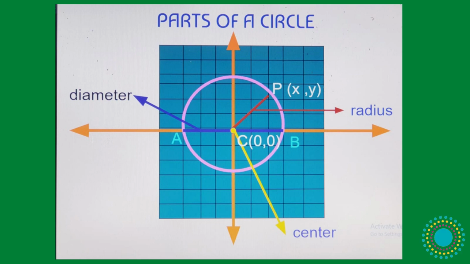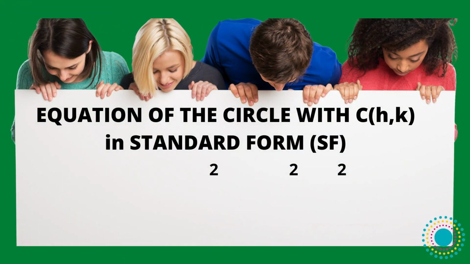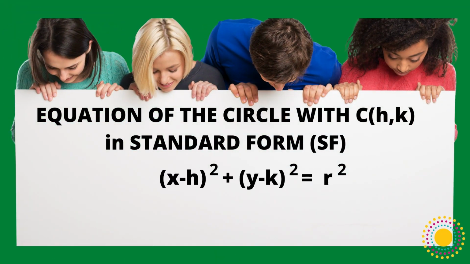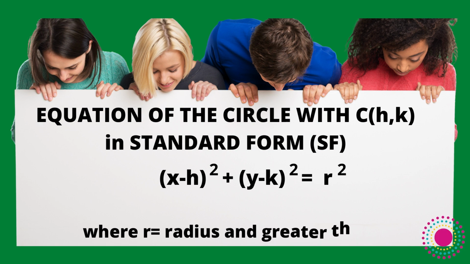We also have segment AB. Segment AB is the diameter. The diameter is a line segment that passes through the center. Okay, let us now talk about the equation of the circle with center at (h, k) in standard form.